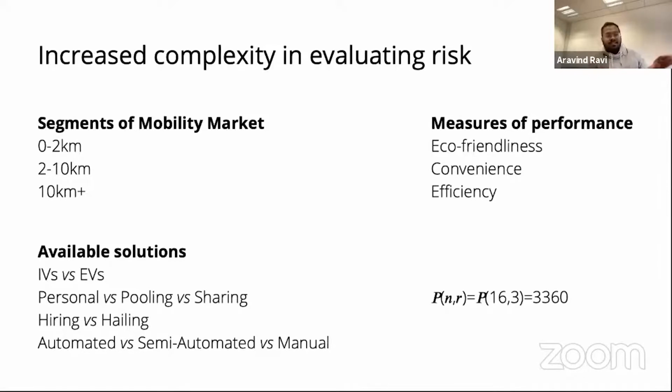So everything in the 0 to 2 kilometer segment would be the ones like that of your e-commerce last mile delivery solutions, the Deliveroos of this world, and to some extent the electric scooters and those kind of intracity stuff that we're talking about. And then you have the 2 to 10 kilometer problems.